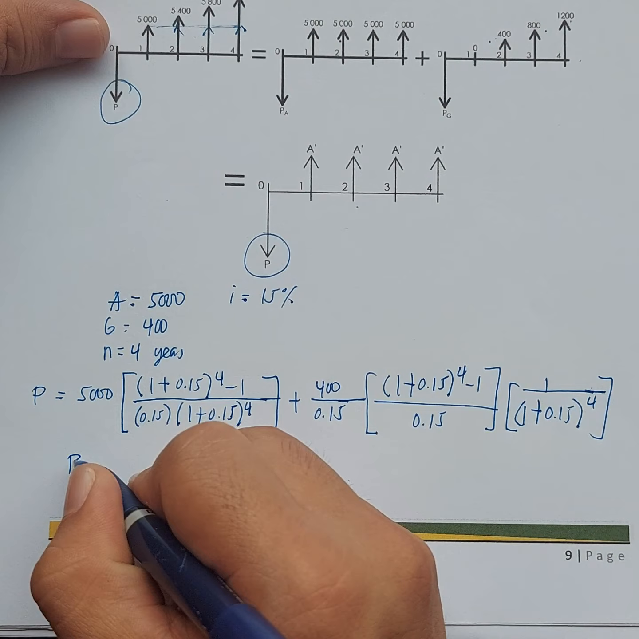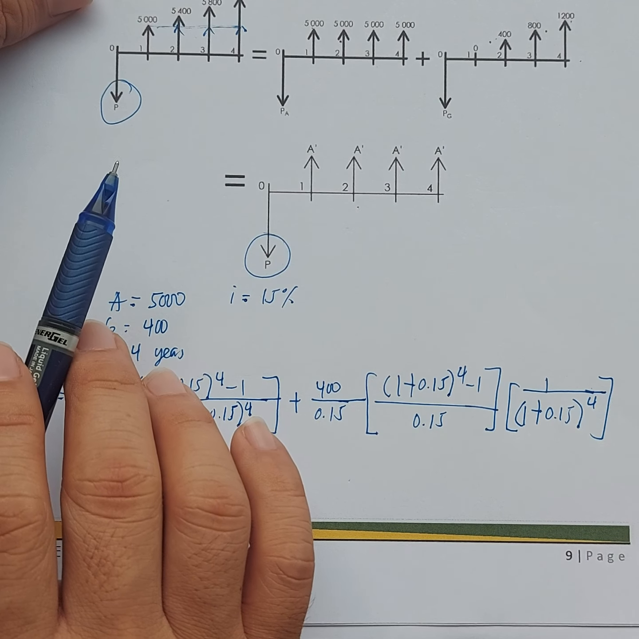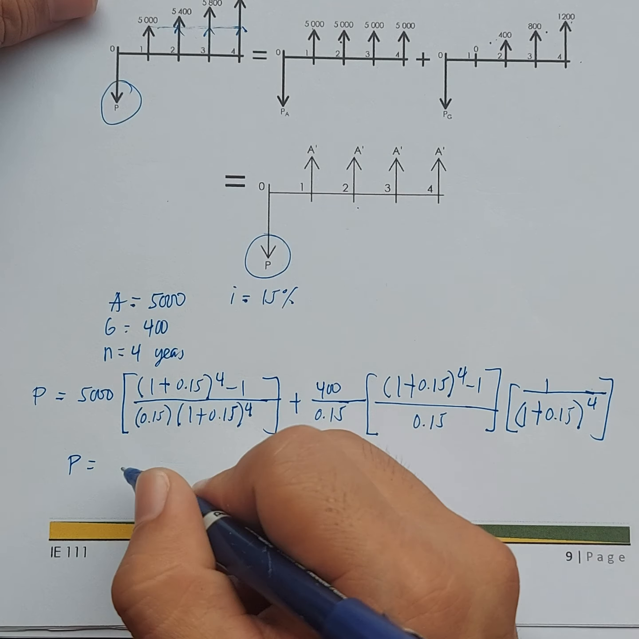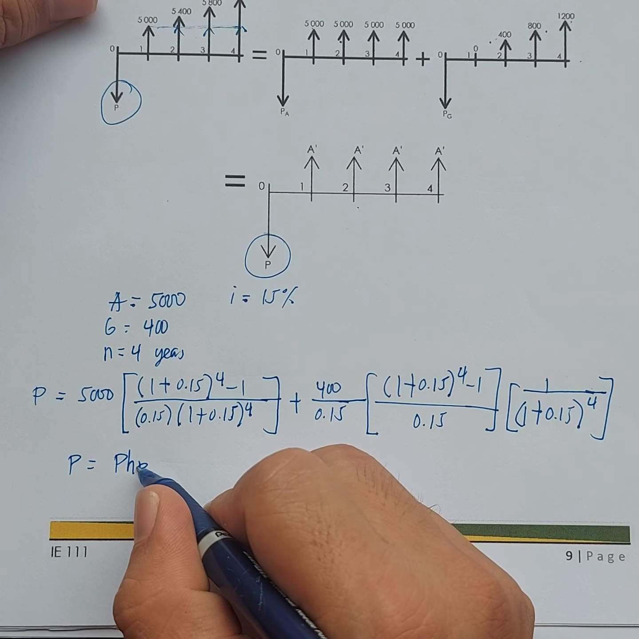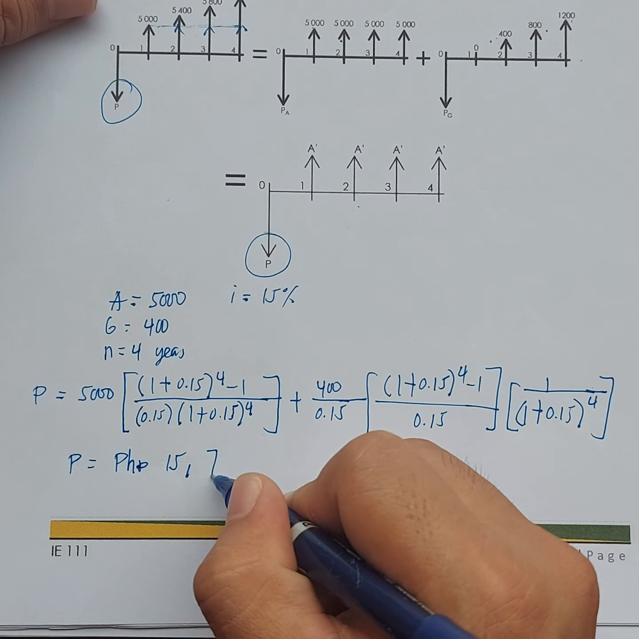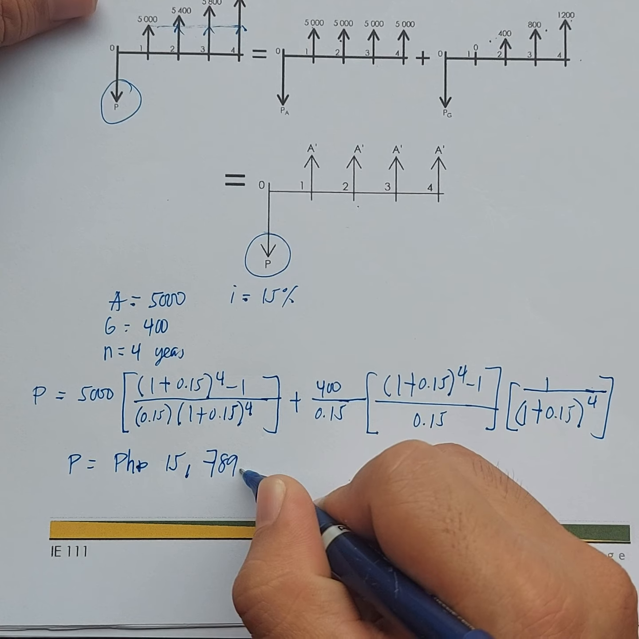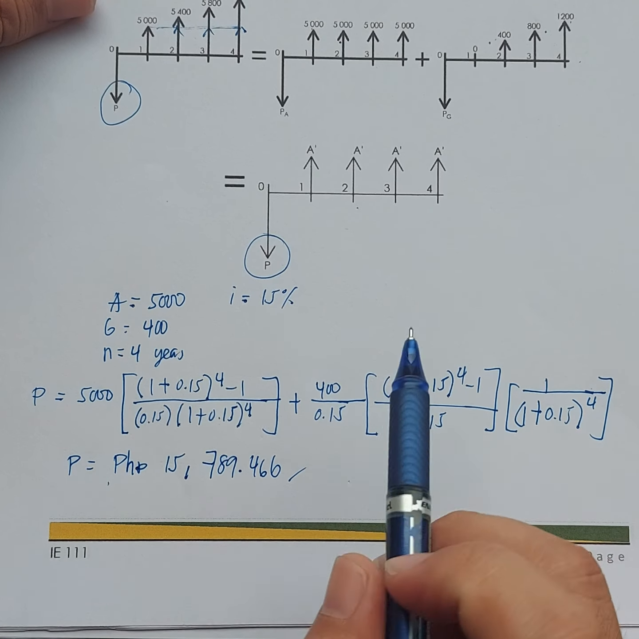So we have a present worth of 15,789.466 pesos. This is the present worth.